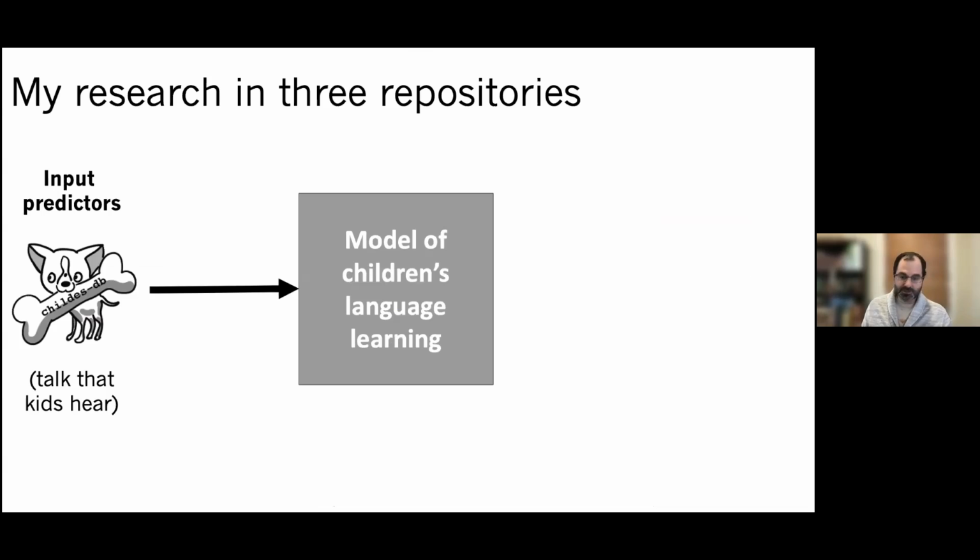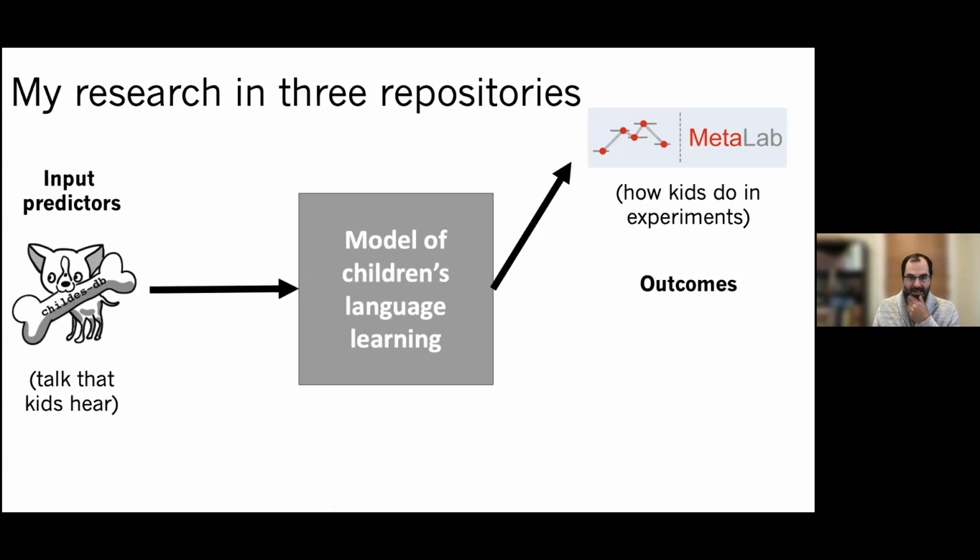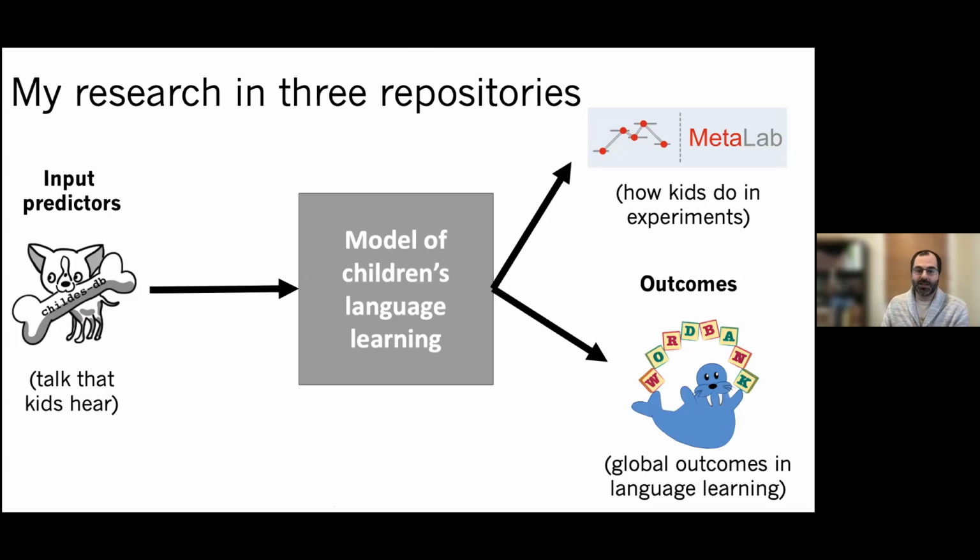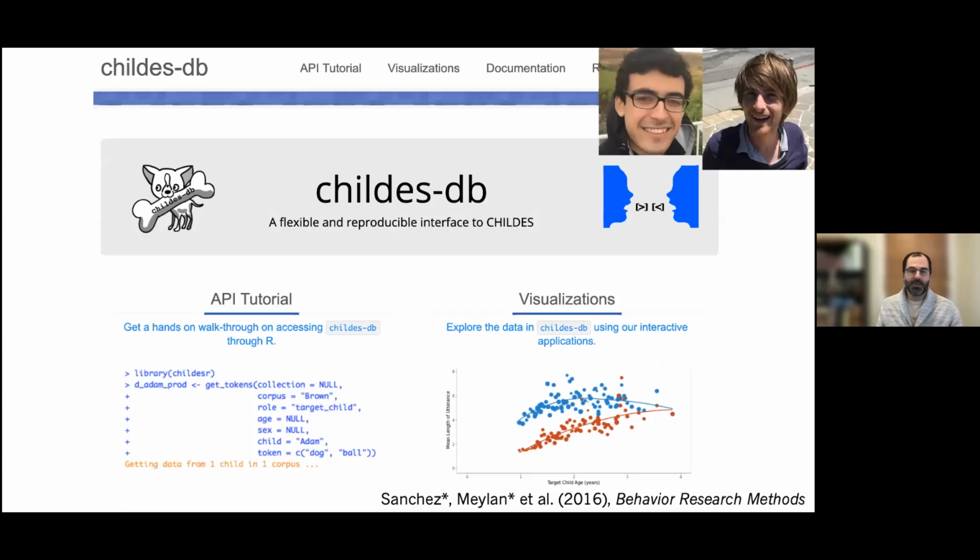Capturing input predictors, basically the ChildishDB repository that I told you about. So what talk do children hear? What's their input? Capturing the outcome of how children do in experiments through meta-analysis and openly available meta-analyses. And then their learning outcomes, including their global outcomes in language learning, through a repository called Wordbank. I'll just mention each of these in turn.